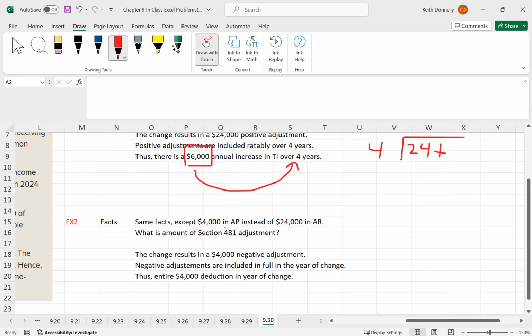That income. If we change the facts and it was a payable, right, $4,000, this is a negative adjustment, and we're going to include that in full in the year of change, right? So you get the whole thing there.